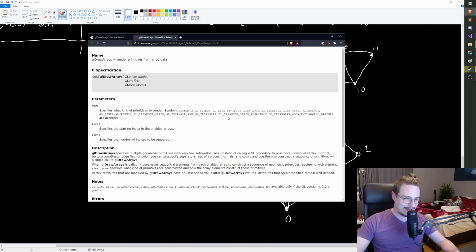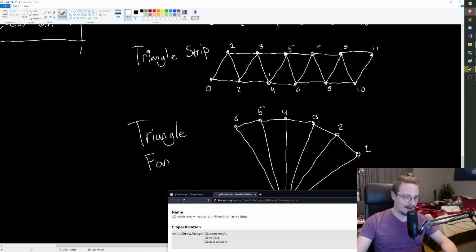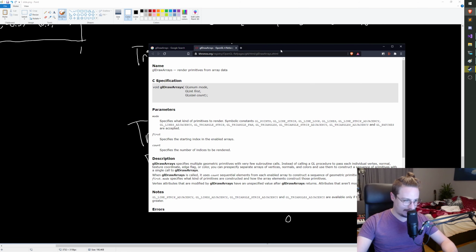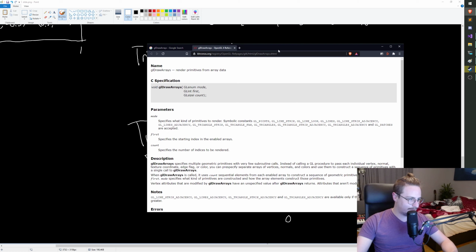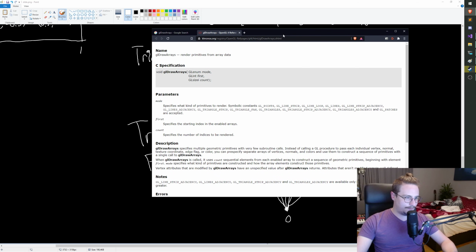We might get into lines later, but the important part isn't to understand all of these modes. The important part is to understand how our vertices group together into triangles. That's what I want you guys to take away from this, not exactly how the triangle fan algorithm works. That's not the important part here.